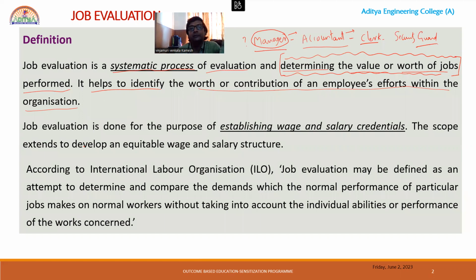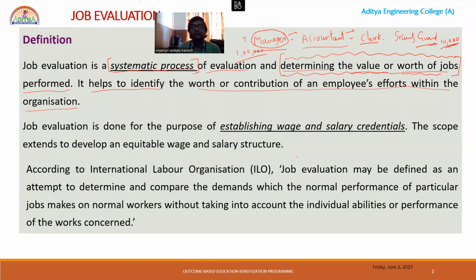How do we assess? Why is the manager paid 1 lakh per month, and why is the security guard paid 10,000 per month? There is a 10 times difference. But it doesn't mean that the manager is worth 10 security guards, or that 10 security guards equal one manager. Don't think like that. The relative worth of each and every job is to be assessed with some parameters, right?